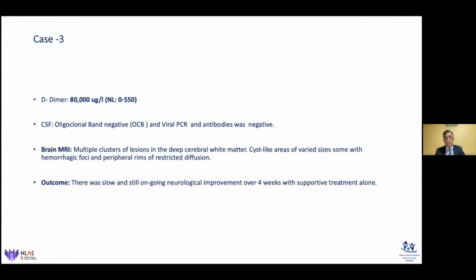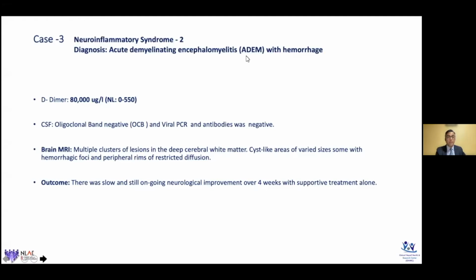The outcome was slow and still ongoing neurological improvement over 4 weeks with supportive treatment alone. So the diagnosis was acute demyelinating encephalomyelitis with hemorrhage.